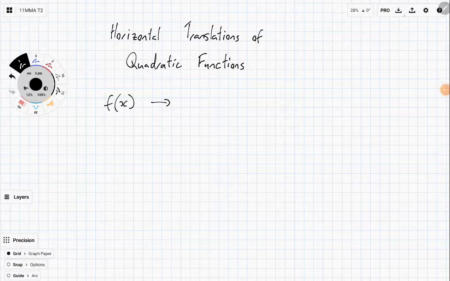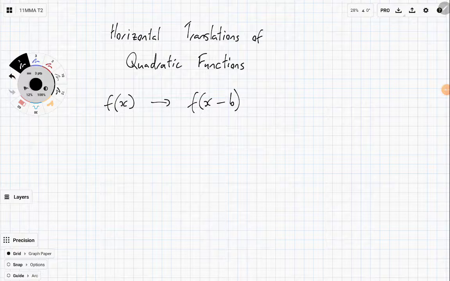Okay, so today we're going to be having a look at horizontal translations of quadratic functions. And of course, where am I going to begin? Well, we're going to begin by looking at it in general. So if I have a function f of x and I would like to translate it, meaning move it, b units to the right, it becomes f of x minus b. Alrighty, so that's the transformation that needs to occur.